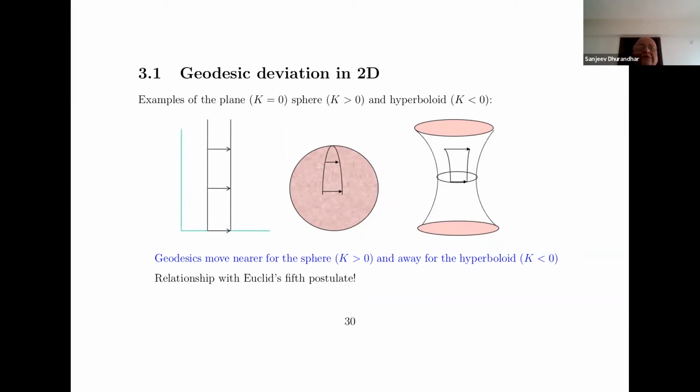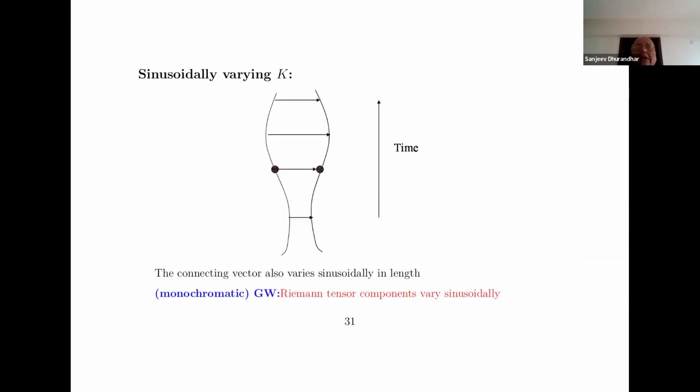What happens when you have a gravitational wave? Then you have a sinusoidally varying curvature. So your Riemann tensor, the h mu nu, is changing sinusoidally. Say you have a monochromatic wave going to the origin or something like that, and you consider two particles which are spread like this. And this is time. So what happens to the connecting vector?